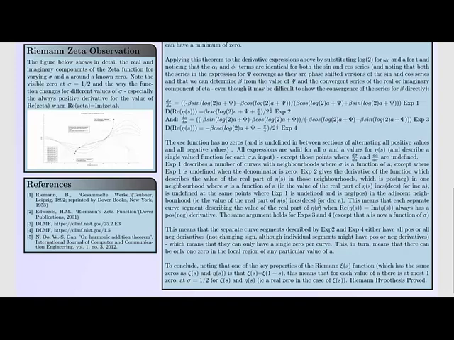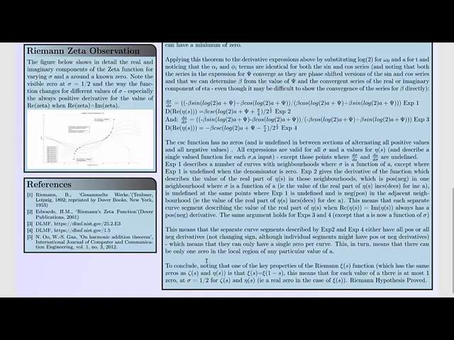When you say all positive, that does not exclude 0. 0 can have the sign positive or can have the sign negative. The main point is that it doesn't change sign. This means that the separate curve segments described by expression 2 and expression 4 either have all positive or all negative derivatives, not changing sign, although individual segments might have positive or negative derivatives, which means that they can only have one 0 per curve. This in turn means that there can only be a single zero in the local region of any particular value of a.